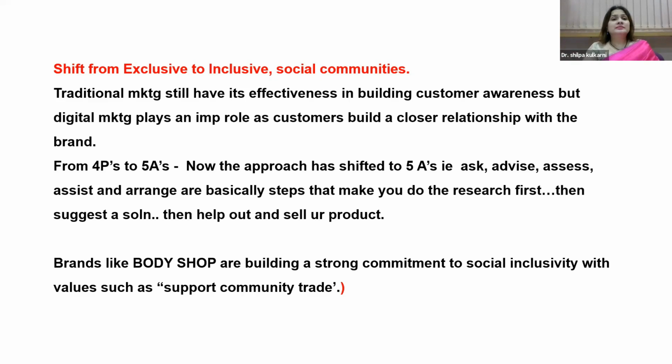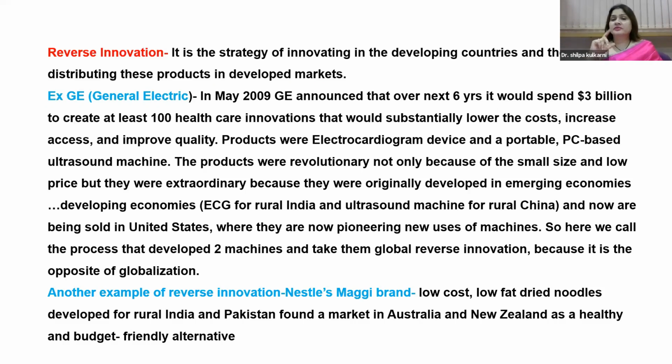The next one is very important: reverse innovation. Reverse innovation is the strategy of innovating in the developing countries and then distributing these products in developed markets, to tap opportunities in emerging markets and pioneer value segments in wealthy countries.